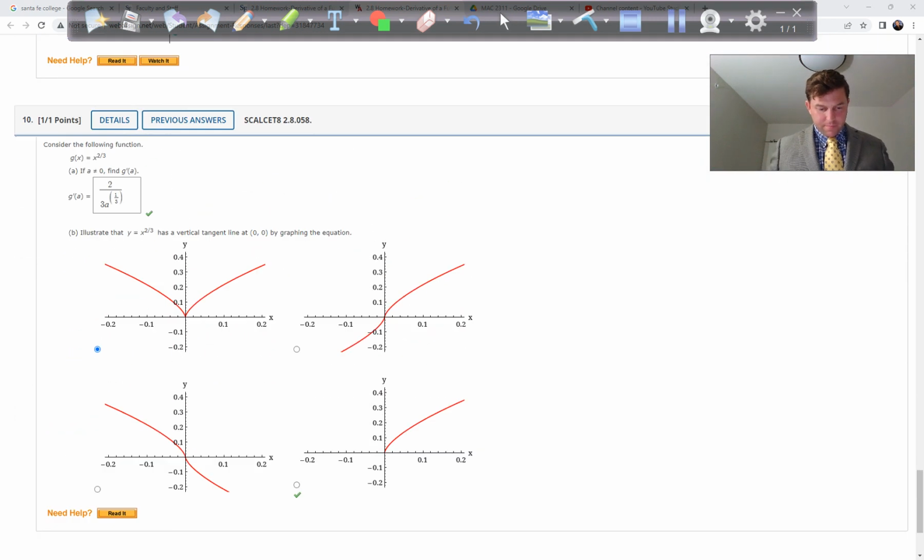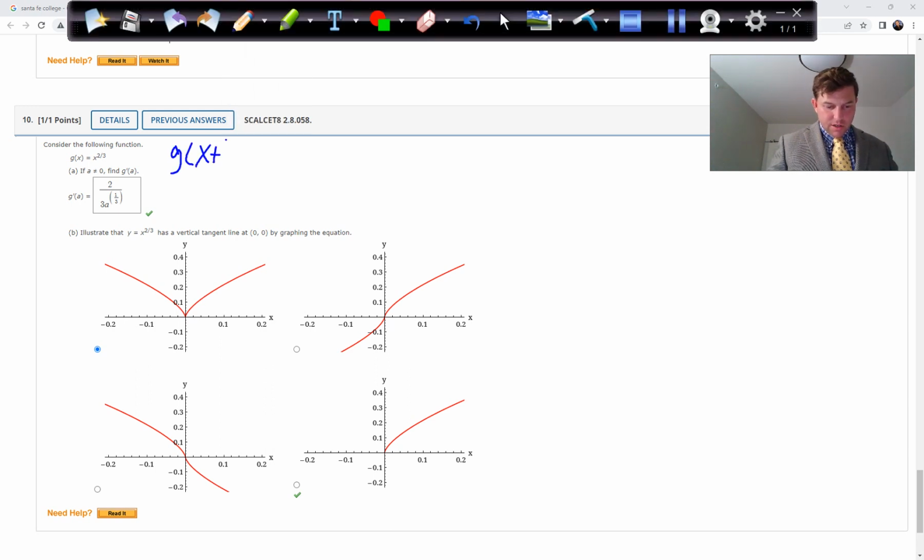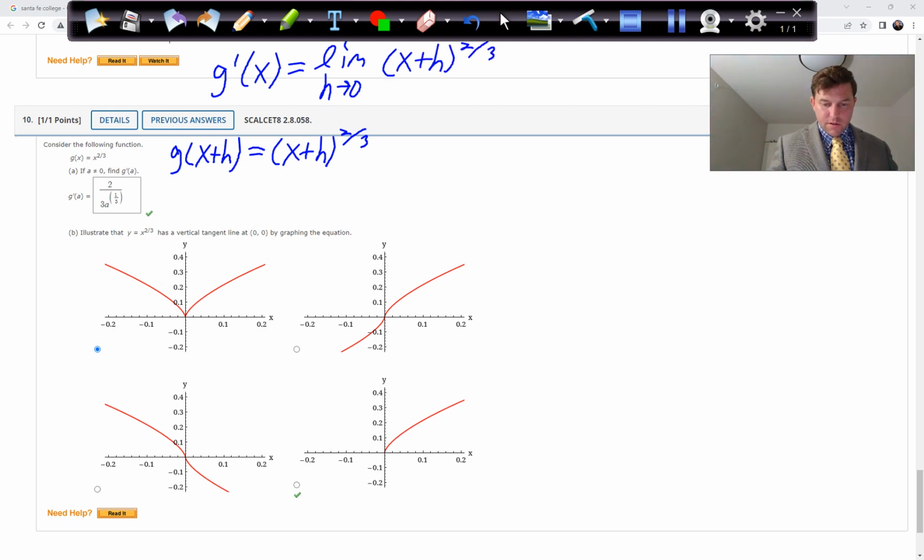Okay, last problem. Find the derivative of x raised to the 2/3. Okay, so g of x is x to the 2/3, which means g of x plus h is x plus h to the 2/3. And so we're going to plug that into our formula. Our formula says the derivative should equal the limit as h approaches 0 of x plus h to the 2/3 minus x to the 2/3, and that's all divided by h.